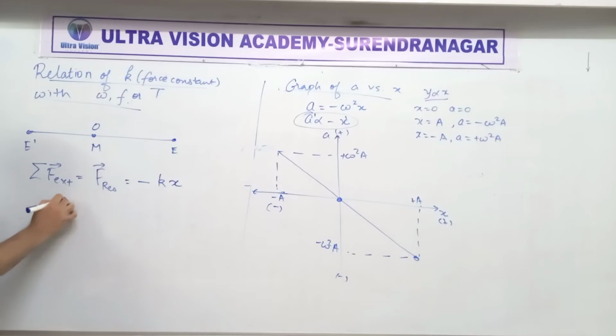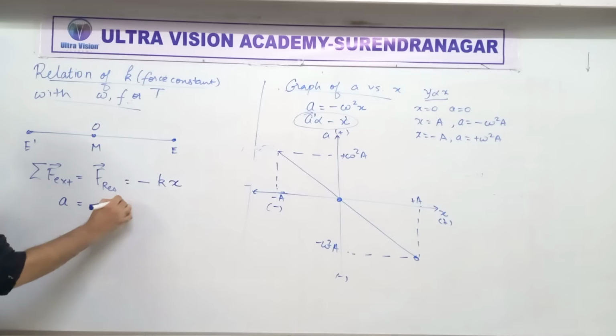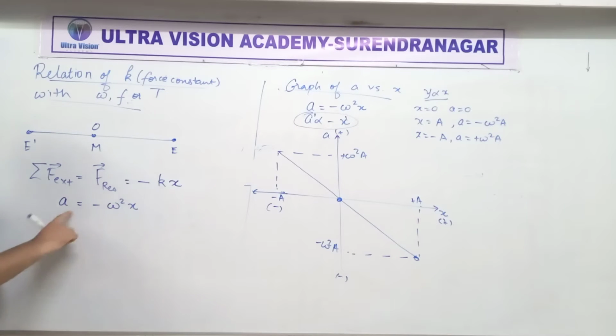But then we have another relation: acceleration is equal to minus omega square x. Now, I am going to ask you, is there any way to connect this with this? Can you relate total external force and acceleration?